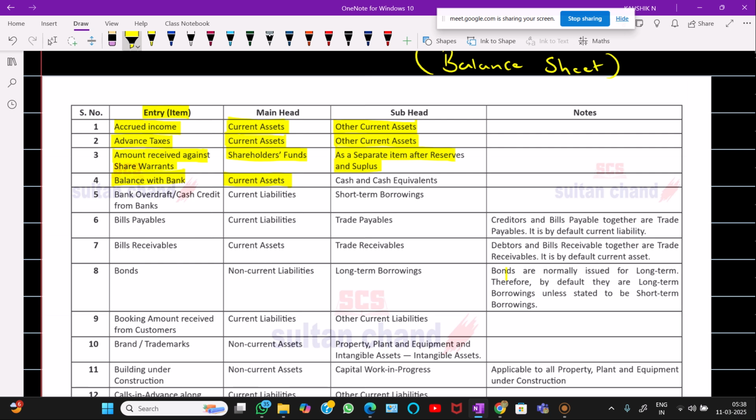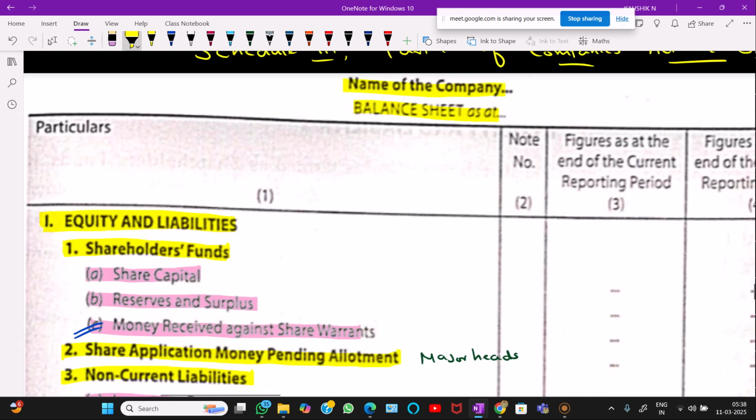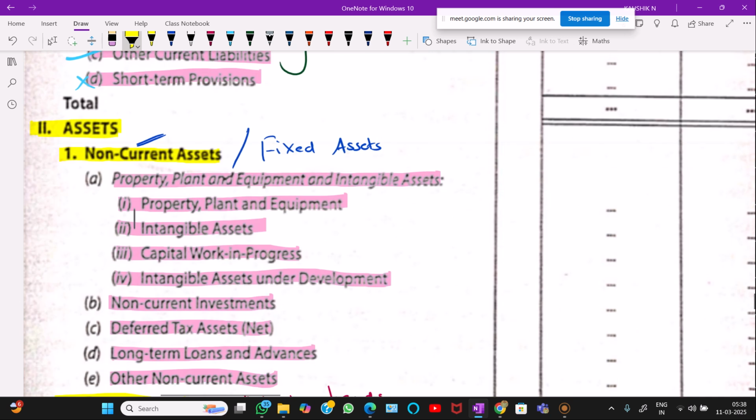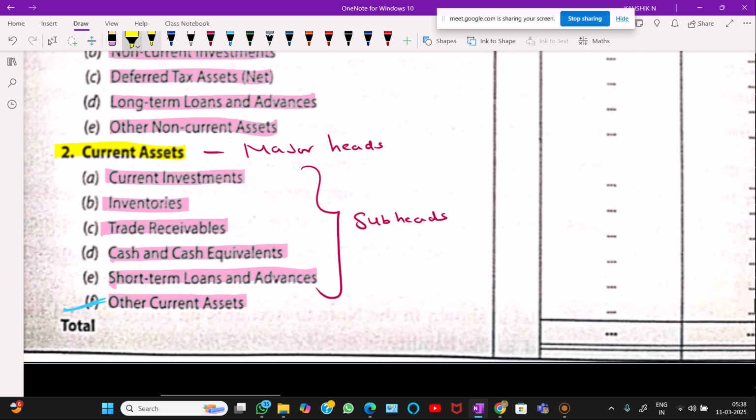Now we should understand what could be the subhead for this item. When you look into the subhead category of your balance sheet for current assets, it will not be an investment. It is not an investment that you have made. Second, it is not an inventory. Inventories are nothing but stock. The goods are called inventories. So it does not belong to the category of inventories. At the same time, it does not belong to the category of trade receivables. It is not a loan or advance, so it's not short-term loans and advances. And of course, it can't be other current assets.